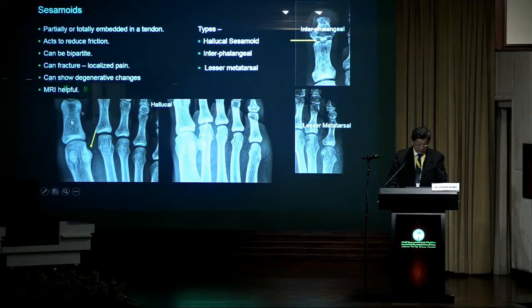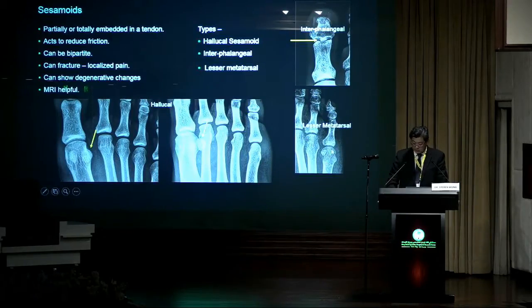So let's talk about the sesamoids. So sesamoids are osteostructures, either partially or totally embedded within the tendon. Basically, you actually reduce the friction and reduce injury to the tendon, and they can be bipartite and can fracture or localize pain, and can even show degenerative changes as well. MR is helpful to differentiate between a bipartite sesamoid or a fractured sesamoid.